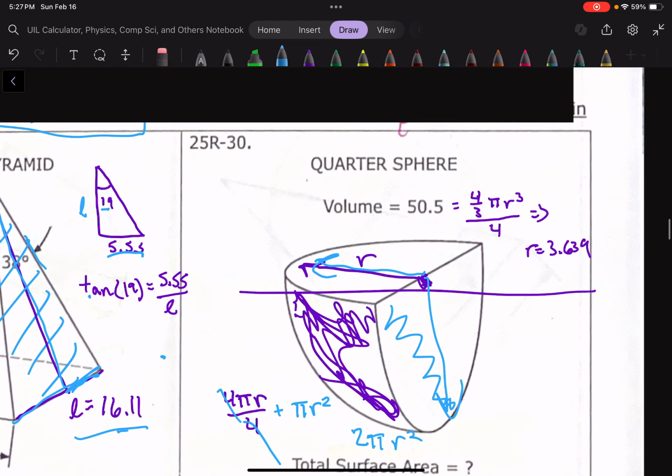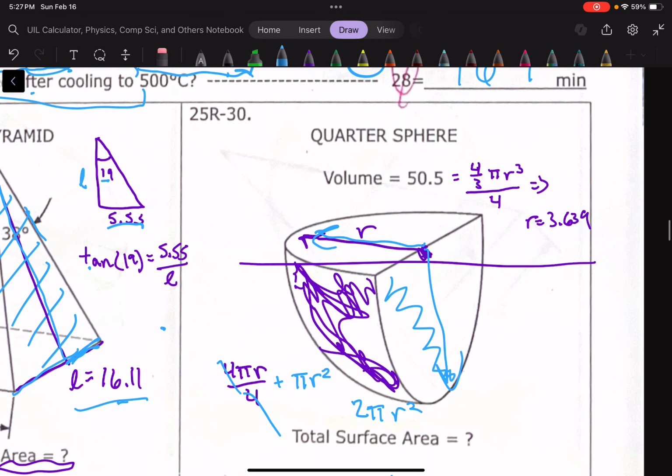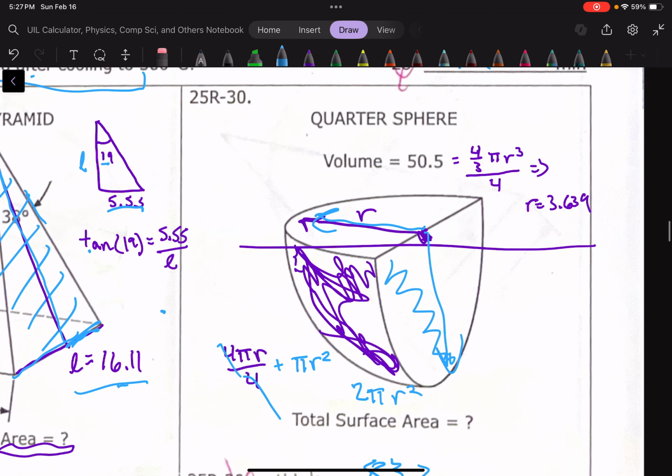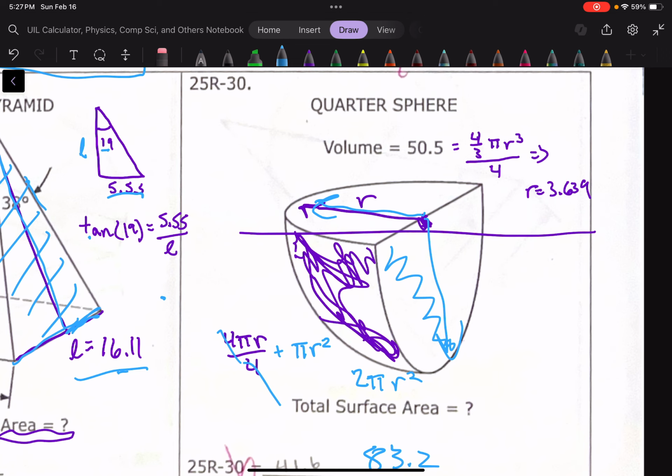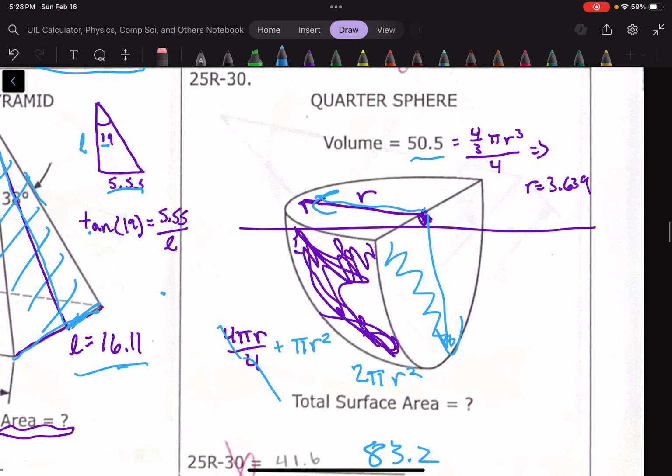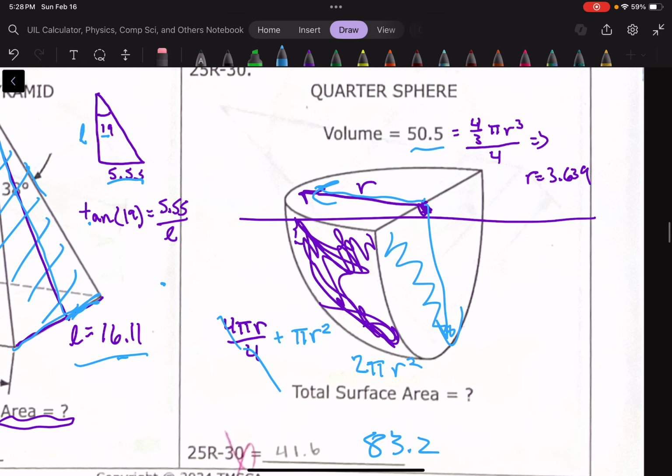Alrighty, number 30. In this case, the volume of a quarter sphere is given, and they want us to find the total surface area. So the total volume of this would be 4/3 pi r cubed divided by 4. And so we use that to get the radius of our sphere.